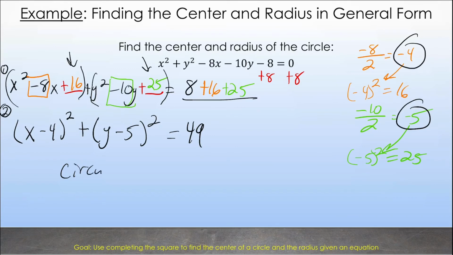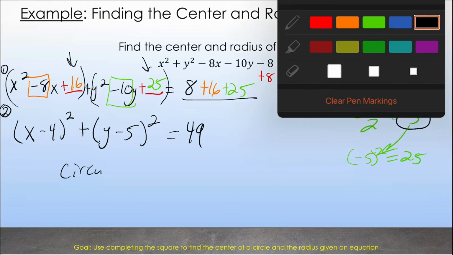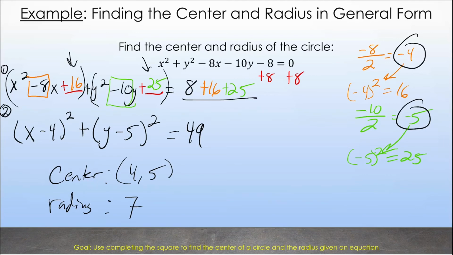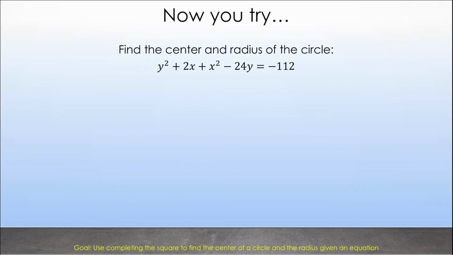And we can say the center of our circle, there we go. Our center is at (4, 5). And the radius is the square root of 49, which is 7. So not too bad. We do have to complete the square twice, though. Alright, I'd like you guys to give this a go and see what you can find out.